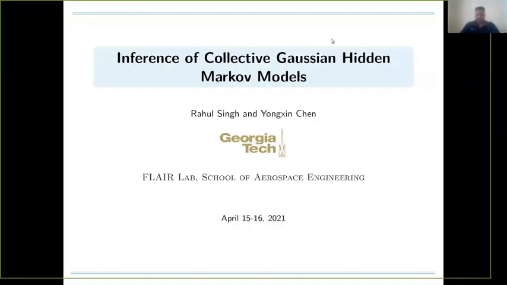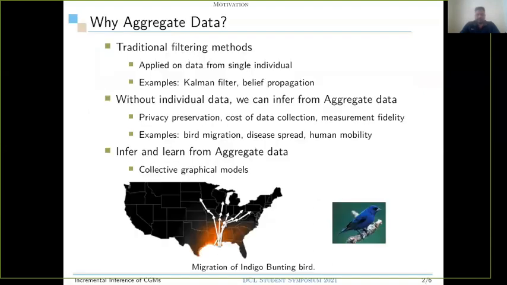Hello everyone. I'm Rahul Singh, along with my advisor, Dr. Yongxin Chen. We'll be presenting our work on inference of collective Gaussian hidden Markov models. In this work, we propose an algorithm for inference from aggregate data generated by a large population of individuals.